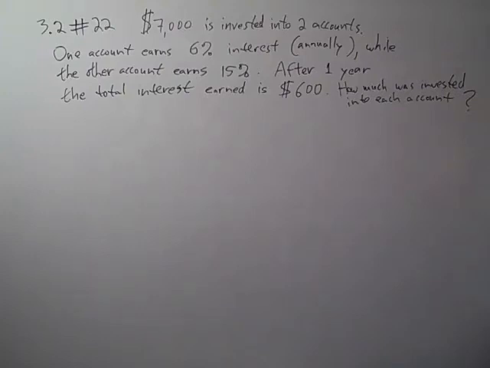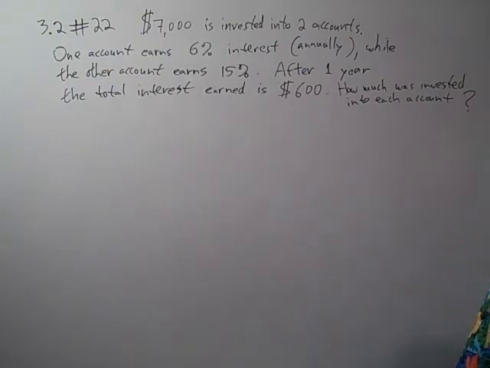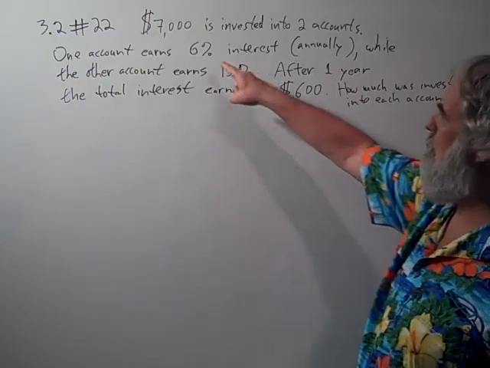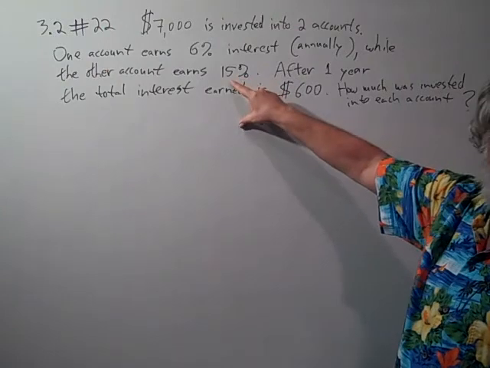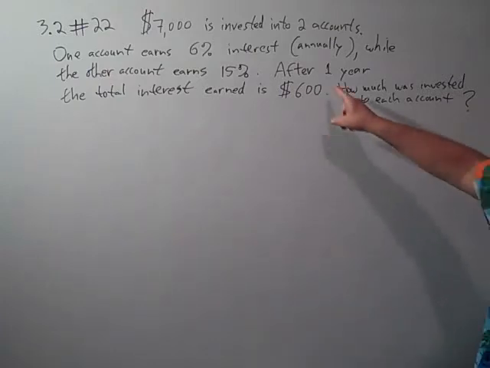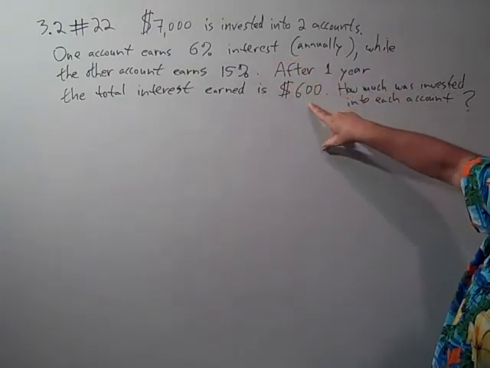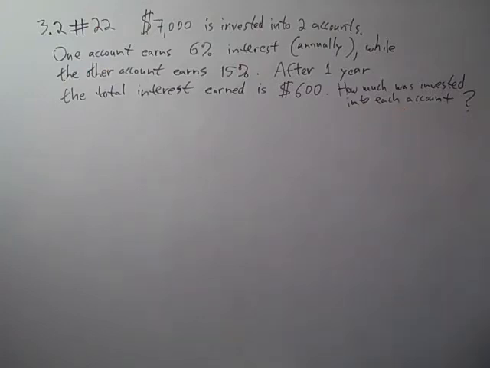Okay, so we start with $7,000 and imagine forming two piles of money with that $7,000. All of the amounts in one pile is invested in an account that earns 6% interest annually, and the other pile is invested into an account earning 15% annually. After 1 year, there's a total of $600 accrued from both investments. How much was invested into each of these accounts?